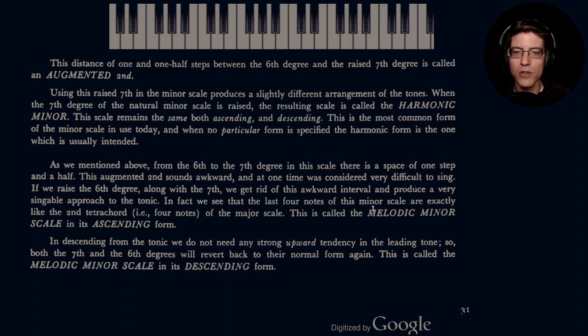In descending from the tonic, we do not need any strong upward tendency in the leading tone, so both the seventh and the sixth scale degrees will revert back to their normal form again. This is called the melodic minor scale in its descending form. So, ascending, and descending, there you go. That is the melodic minor in ascending and descending.